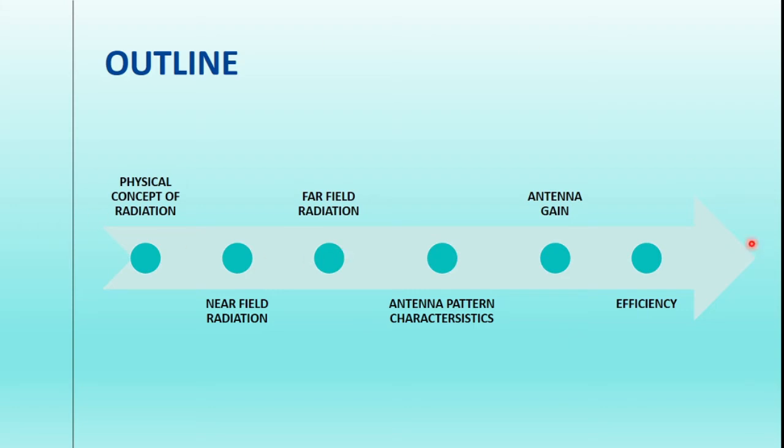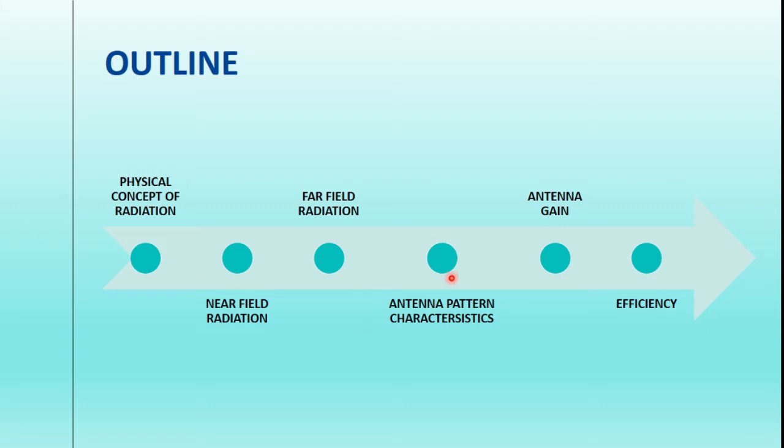So we are going to see these concepts in the basics of antenna. In this first video, we will see the physical concept of radiation, that is, we will see how radiation is created using an antenna. In the next video, once the radiation is created, we can classify the regions of radiation as near field and far field. That will be focused in the second video.